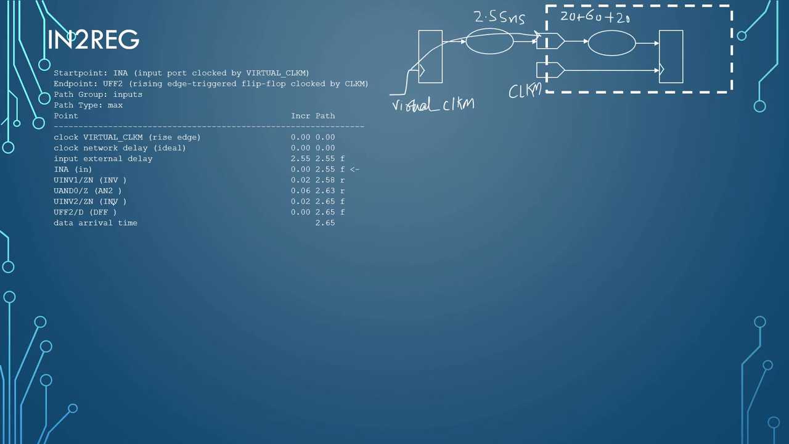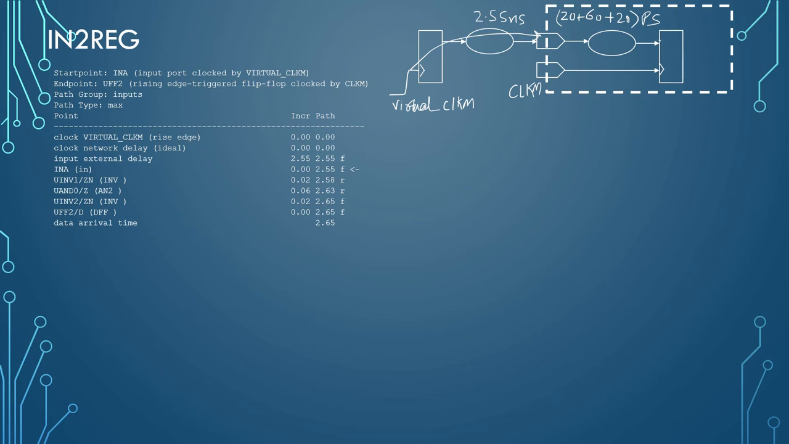So this is the total delay till it reaches the D pin of the flip-flop. The delay is 20 plus 60 plus 20, so 100 picoseconds, plus this 2.55 nanoseconds. This is actually in picoseconds, but the other is in nanoseconds. You cannot directly add it. You need to take the unit also into consideration. So the total is 2.65 nanoseconds of arrival time at this pin.